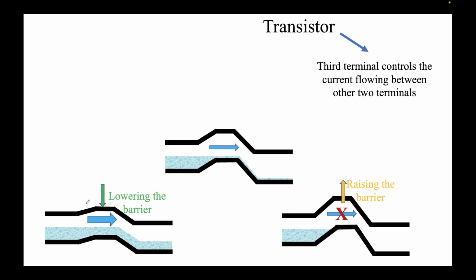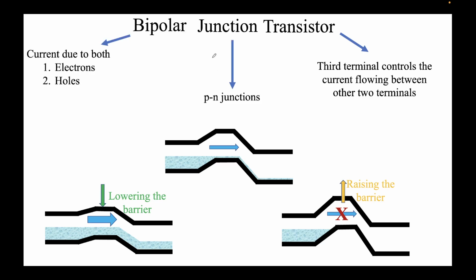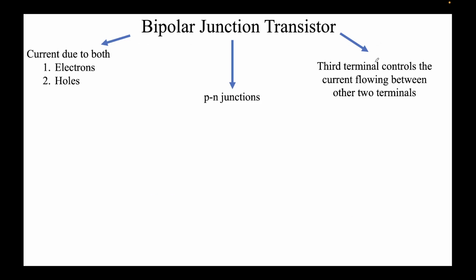So what we are seeing is that even though in all these three cases the potential of left and right is the same, the current is not the same, it is different. In this case, there is no current flowing at all. So that means the third terminal, the middle terminal, is controlling the flow of current between the two other terminals. When we talk about junctions in the case of BJT, we mean PN junctions, which is also the case for diodes. Bipolar denotes that the current is due to both electrons as well as holes in BJT. So this is a complete picture.